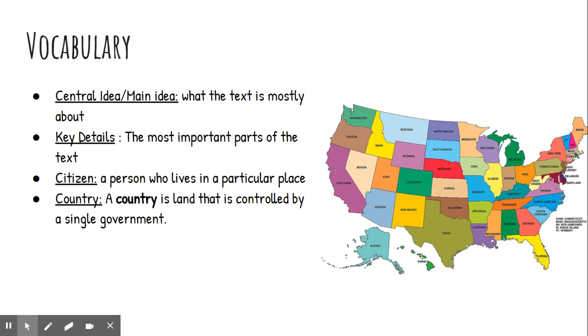An important vocabulary that we're going to use this week is central idea, and that's what the text is mostly about. You may see it as central idea or main idea. Those mean the exact same thing. Key details are the most important parts of the text. A citizen is a person who lives in a particular place, and a country is a land that is controlled by a single government. An example of a country is the United States of America. We live in the United States of America, so we are a citizen of that country.